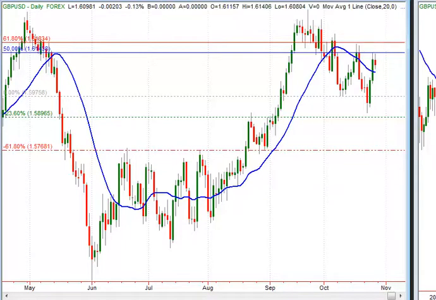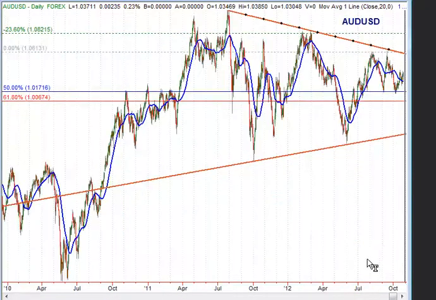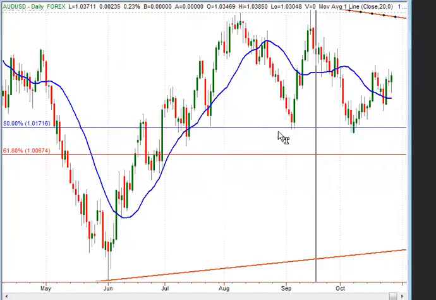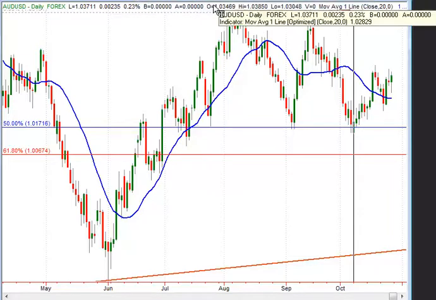Moving into the Aussie dollar versus the US dollar, it's in this huge bull flag here, and as you can see, support at 1.017 held 2 times in September and October. So the Australian dollar is relatively stronger than the US dollar, although the US dollar has been going higher, so we would expect this pair to go lower. In the last few days and weeks, the Aussie has been stronger.